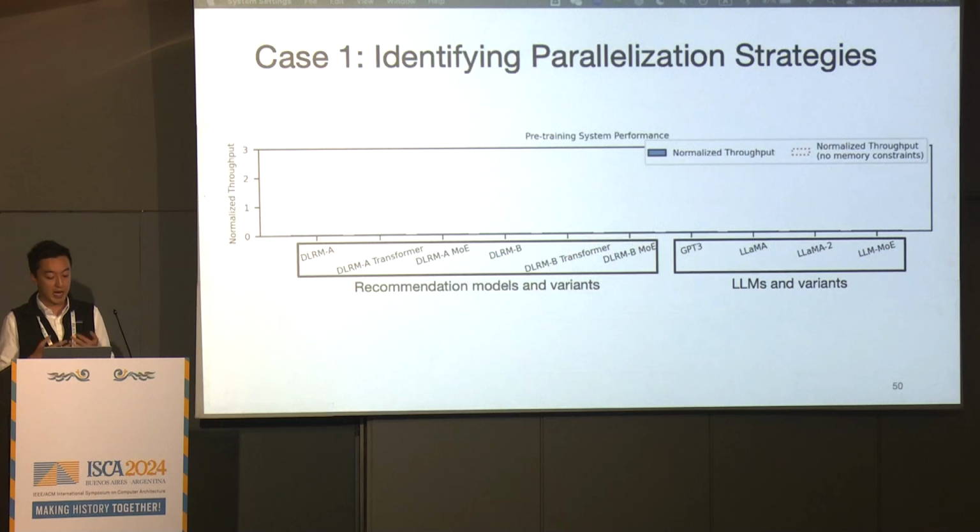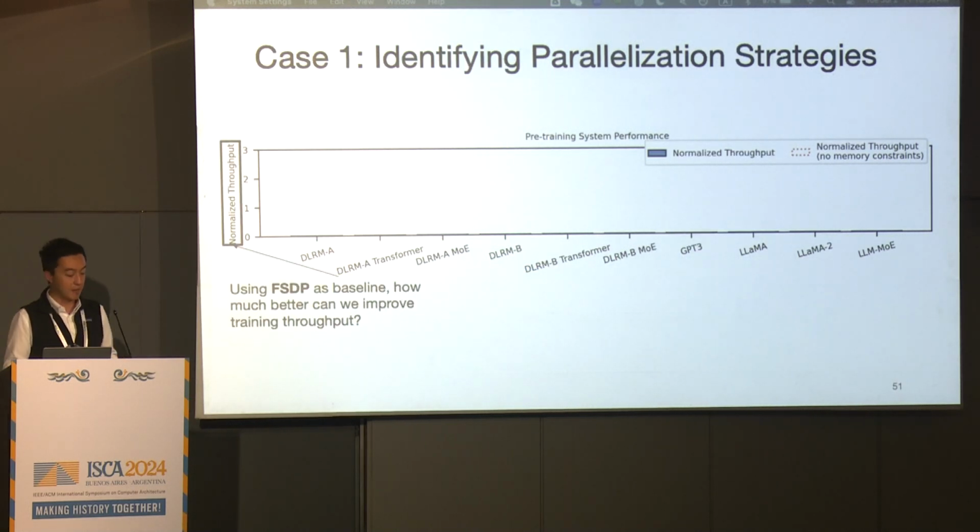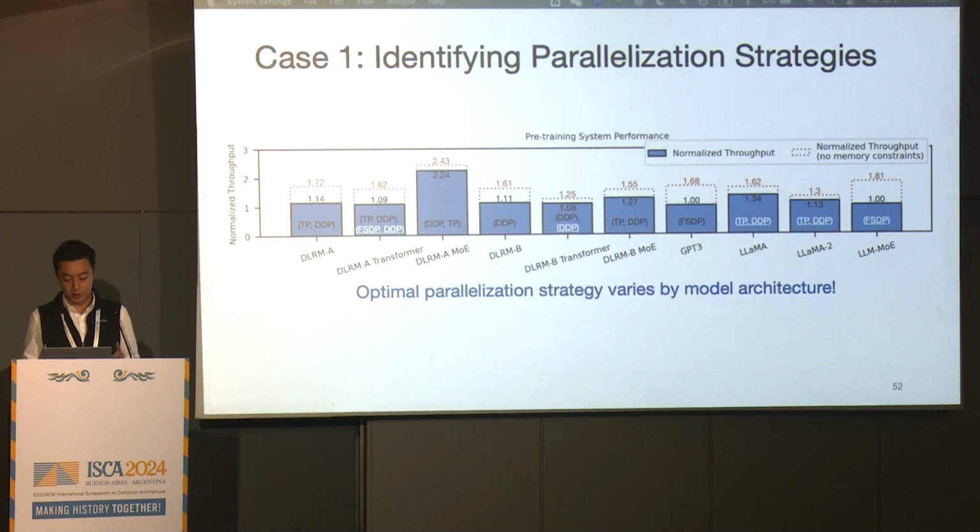So the first one is about identifying, as I said earlier, optimal parallelization strategies. So we can see over here, there's a bunch of different types of models. There's recommendation models and their variants, so transformer style, mixture of expert style recommendation models, and different classes of recommendation models, and also LLMs and variants of LLMs, such as mixture of expert style LLMs. And what we want to identify here is, compared to using a standard FSDP as baseline, how much better can we improve training throughput? And the answer is we can find strategies that will give us improvement.